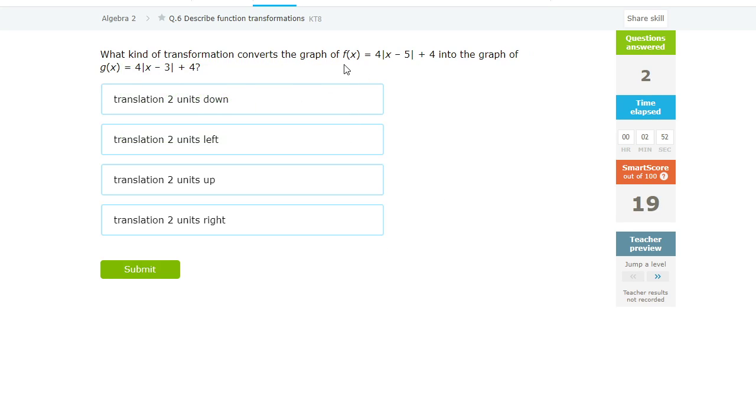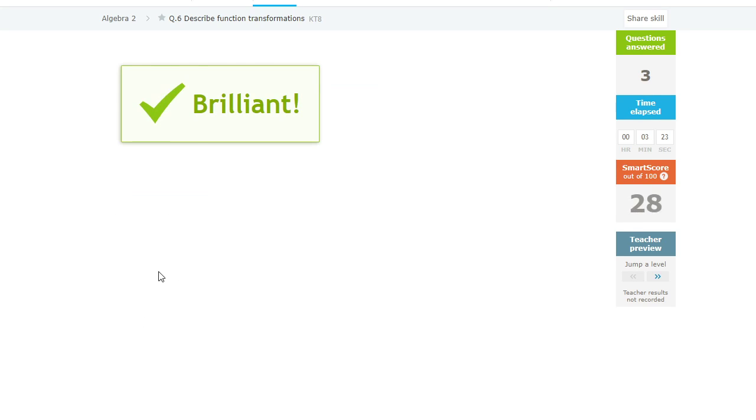Okay, next one. The 4 outside stays the same, but inside I have the absolute value of x minus 3, and originally I had the absolute value of x minus 5. So I had to add 2, right? -5 plus 2 is -3. So I had to add 2 on the inside. When you add on the inside, remember, you're moving towards the left. So this one will be 2 units left.